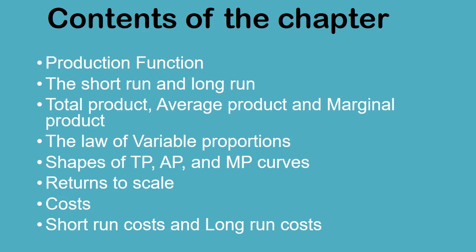Here are the contents of the chapter. We discuss about the production function, the meaning and various other concepts, the short run and long run production function, total product, average product and marginal product, the law of variable proportion, shapes of TP, AP and MP curves, returns to scale, cost. There are two types of cost, short run cost and long run cost.